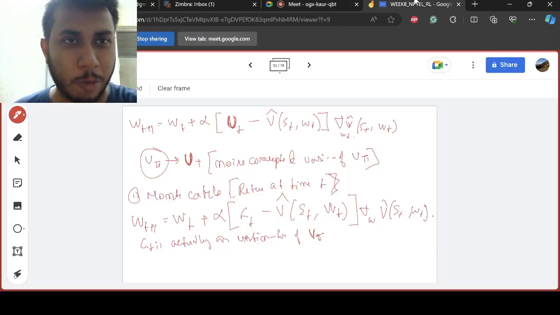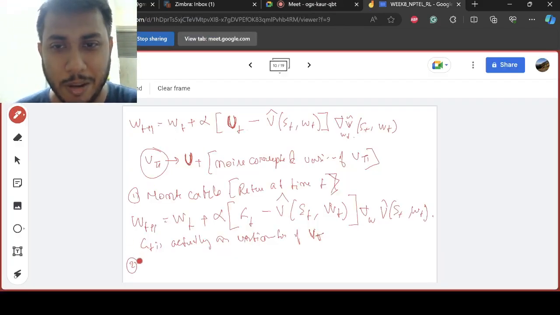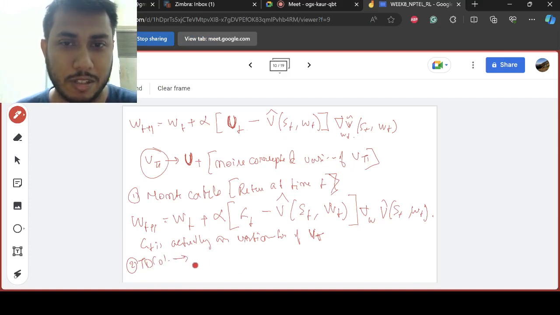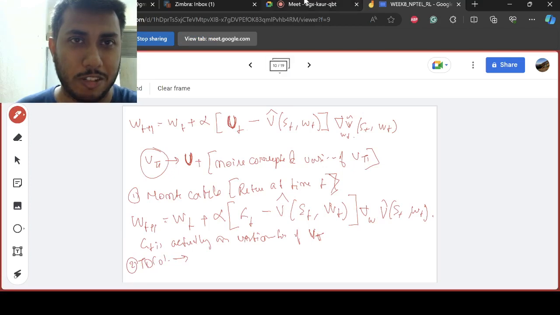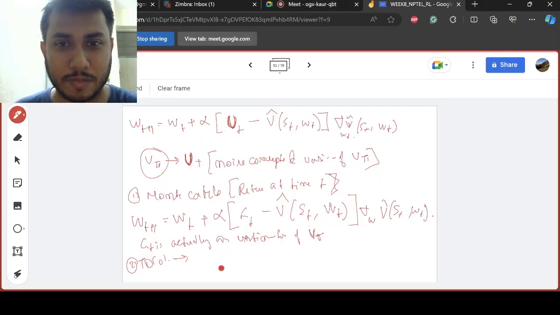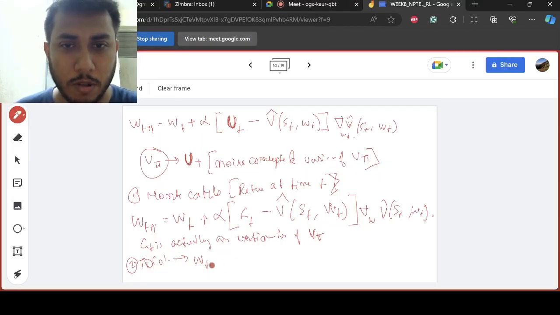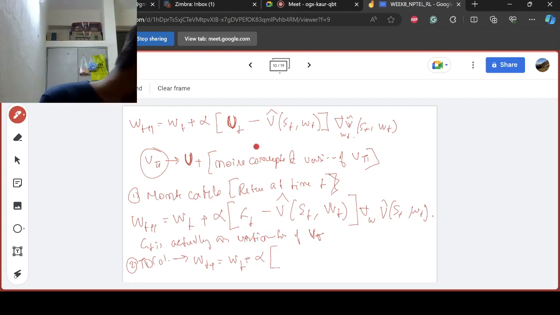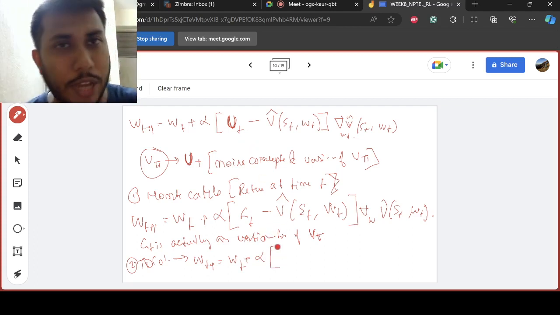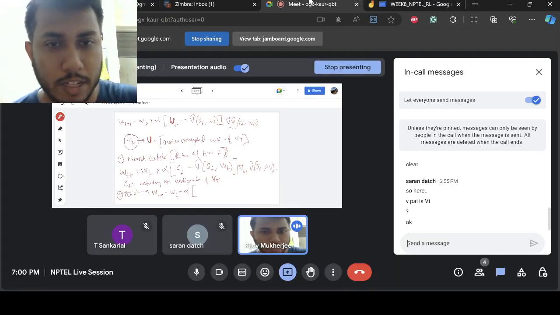Now this will be a curveball for you. What about TD0? What will be the update situation in case of a TD0? W_{t+1} is equal to W_t plus alpha. What will be U_t in this case? It will be your one step look ahead return, right?